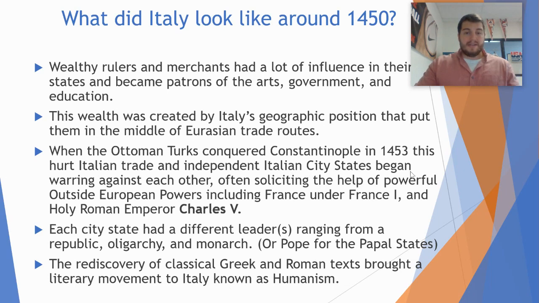So because of that, Italian city-states began warring against each other because they lost a lot of their wealth, so they were looking to expand and take away their neighbors' wealth. Oftentimes they would ally against each other, then later fight against each other. You really don't need to memorize any alliances or anything like that in Italy around this time, but they started to go seek outside European powers for help, for bigger countries like France under, I should say, Francis I and Holy Roman Emperor Charles V.